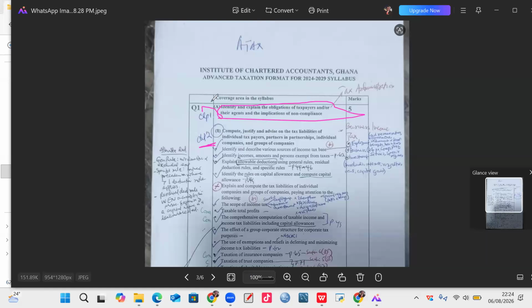If I'm reading, let's say, chapter 1, these are all theories I'm reading. Chapter 2, if I get to the computational aspect, let's say taxable total profits, the comprehensive computation of taxable income, and I want to solve income tax liabilities, including capital allowance, and I want to solve an example. I'll not go and pick past questions. I'll pick the lecture notes, which the lecturer has solved with us on capital allowances, and I will solve them. This one means taxable income, which includes capital allowances.